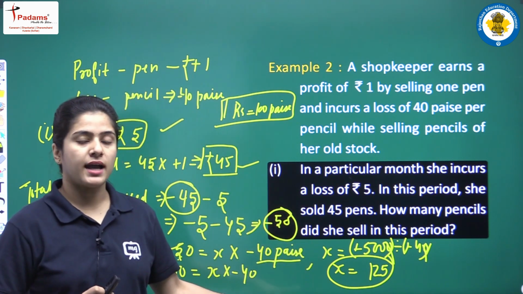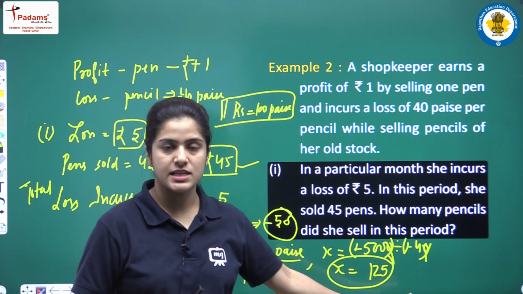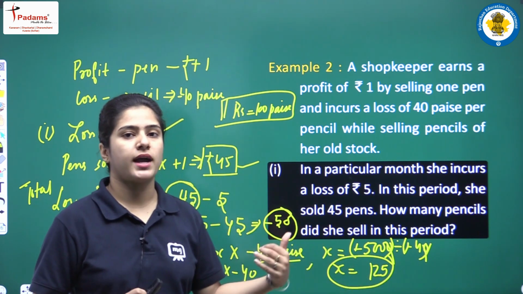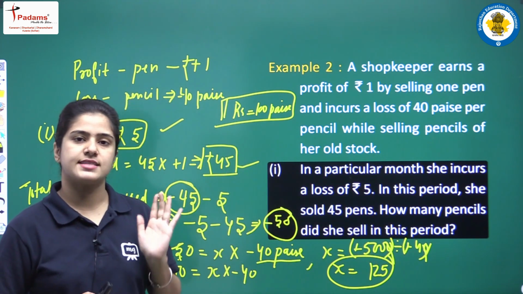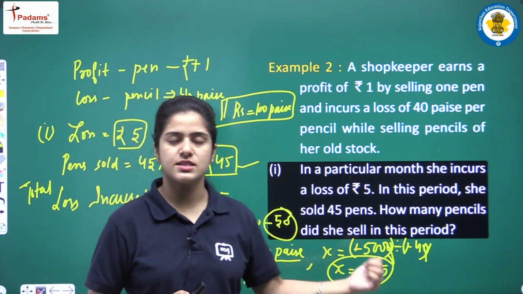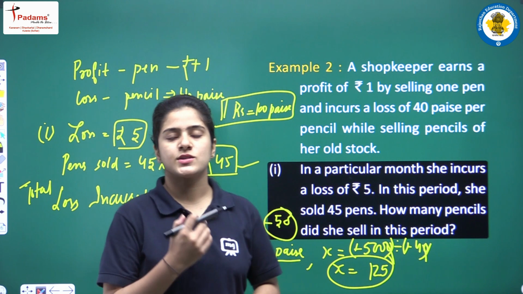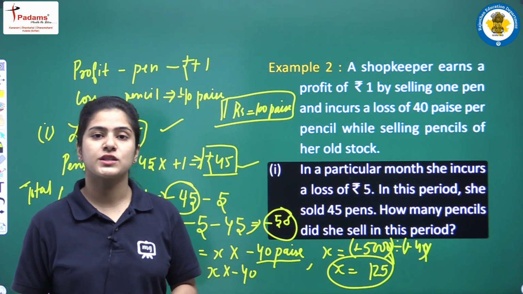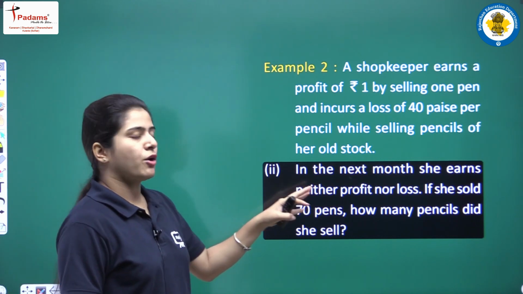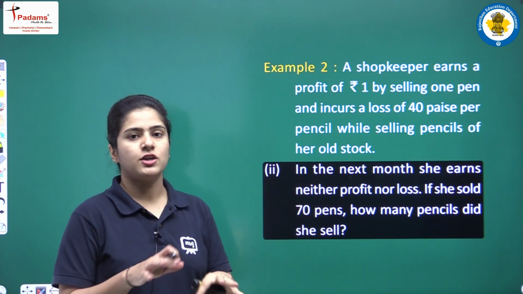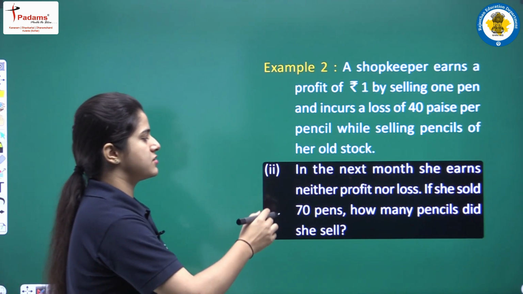So minus 5,000 is equals to minus 40x, minus 40 because minus 40 paise loss per pencil sold. Okay, pencil is considered as x, so x is equals to minus 5,000 divided by minus 40, which is equals to 125 pencils. Okay students, so this was all about this part. So let's move to the last part, that is, in the next month she earns neither profit nor loss. Okay, she is just having no profit and no loss. If she has sold 70 pens, how many pencils did she sell?